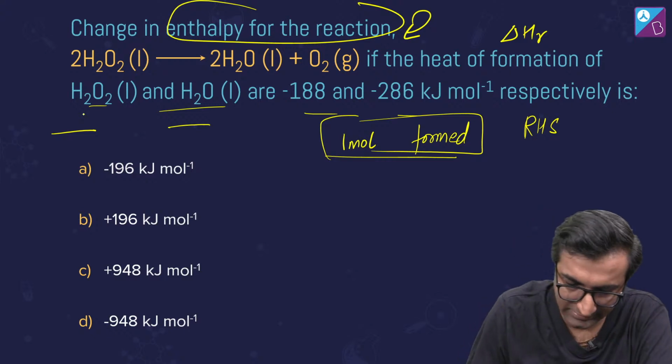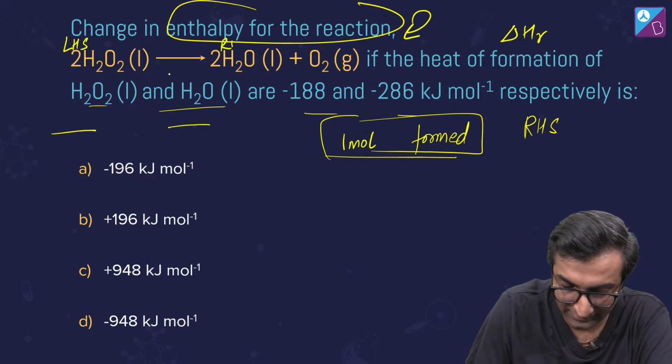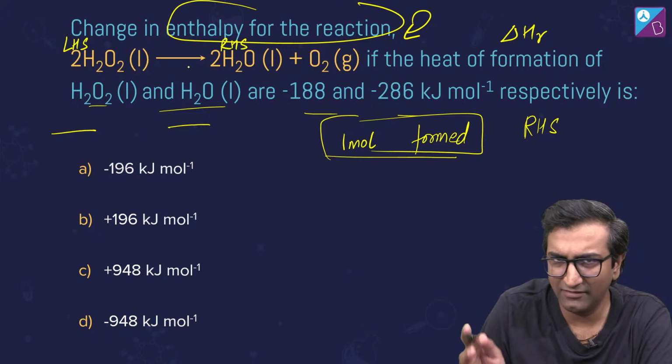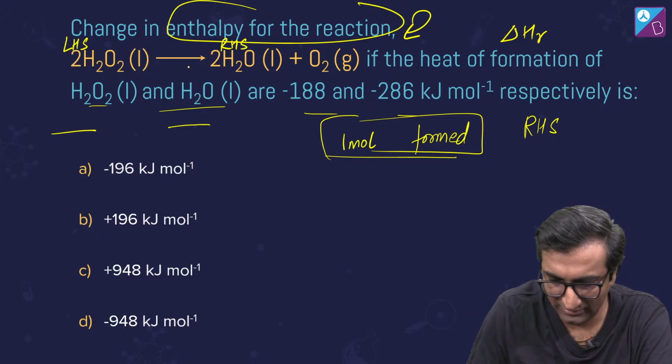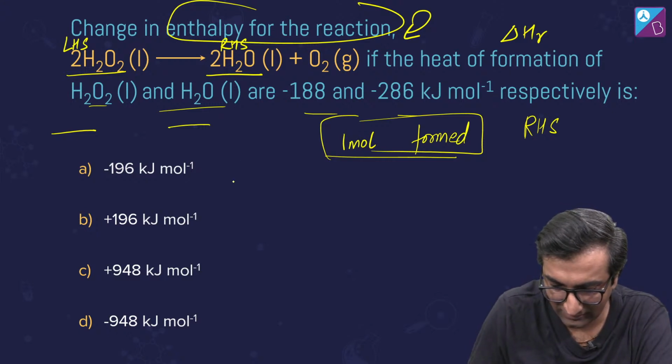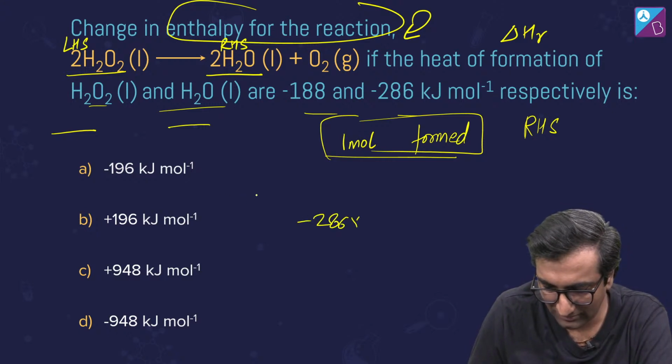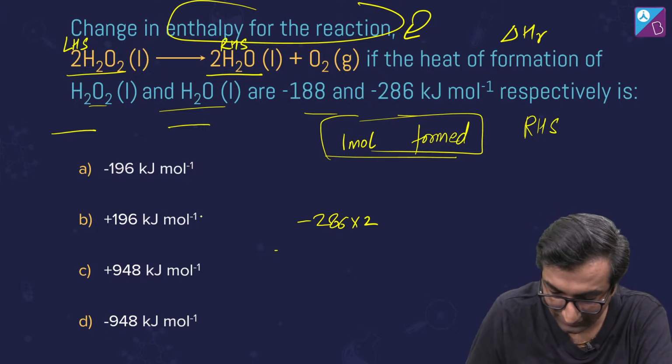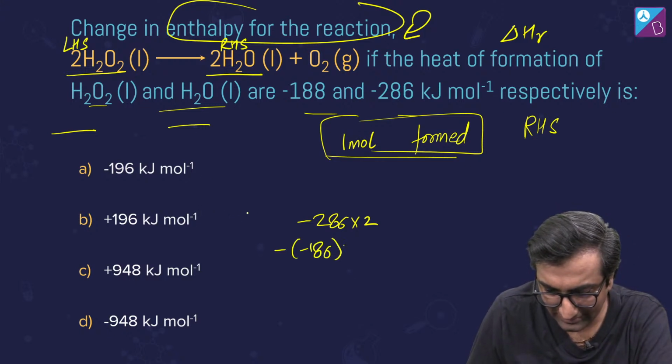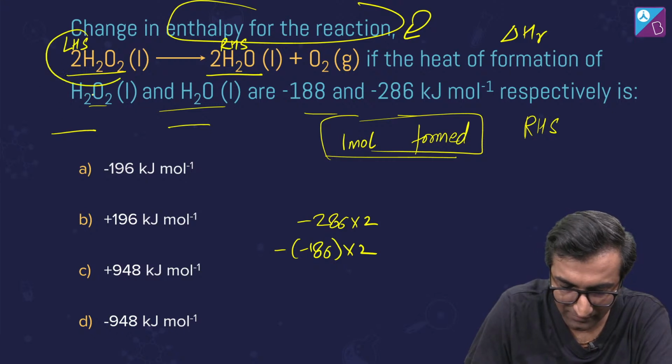Okay, but in this case I've got this on the left hand side and this on the right hand side. So quickly, and you can also do this quite fast: this is RHS twice, this is LHS twice. So I will take the water formation as it is, which is -286, multiply it with 2, and I will reverse the sign of the other one. And what was the second? -186 and again into 2. Why did I reverse it? Because this one is on the LHS.